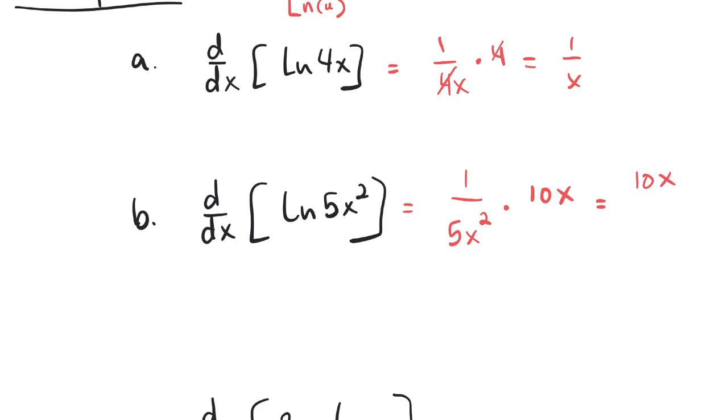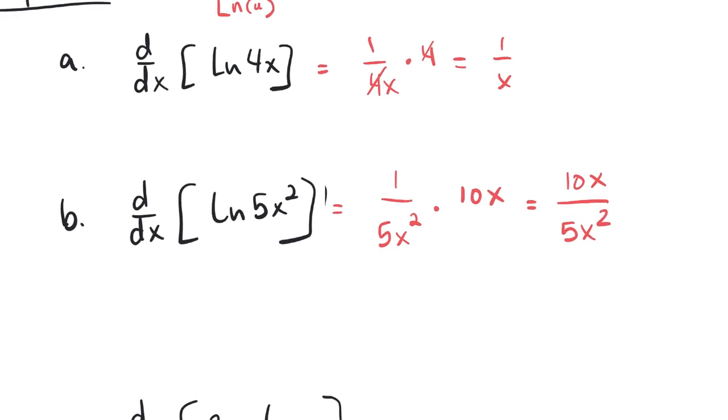So this is 10x over 5x squared. 10 divided by 5 is 2. And then x divided by x squared gives us an x in the denominator. So the derivative is 2 divided by x.